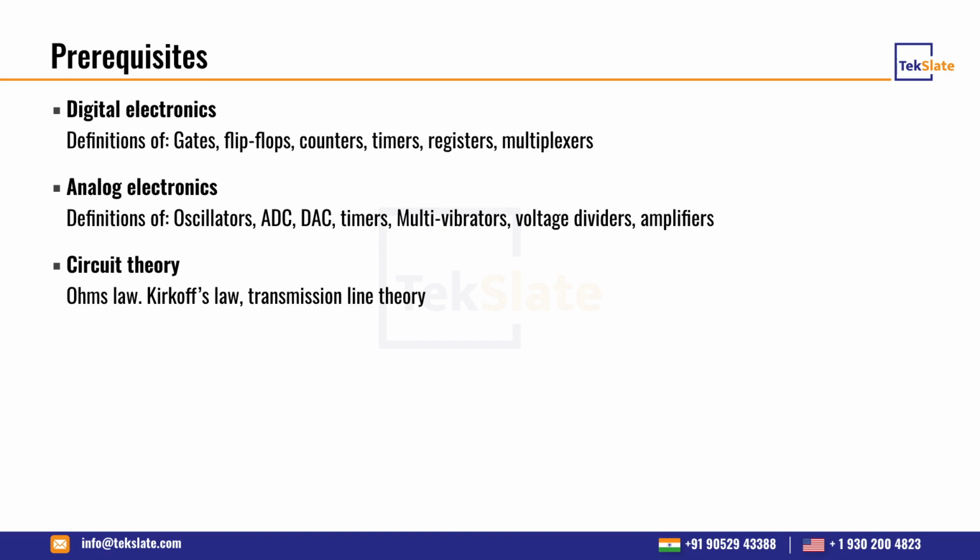The prerequisites for this course are some digital electronics, analog electronics, and circuit theory. In digital electronics, one needs to understand typically the definitions, gates, flip flops, counters, timers, registers, and microcontrollers. If one understands these things, that is fairly good enough. And analog electronics like oscillators, ADC, DAC, timers, multivibrators, voltage dividers. There are sections on more advanced ADC and DAC, but one should understand what an ADC is. Similarly, in circuit theory, if one understands Ohm's law, Kirchhoff's law, and transmission line theory, these are some of the prerequisites that we expect the participants to have.